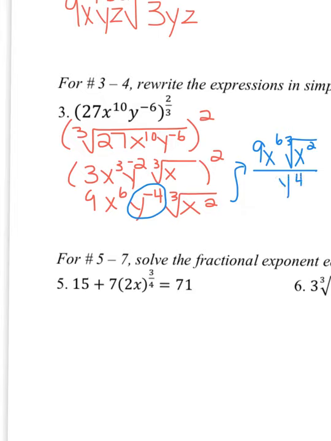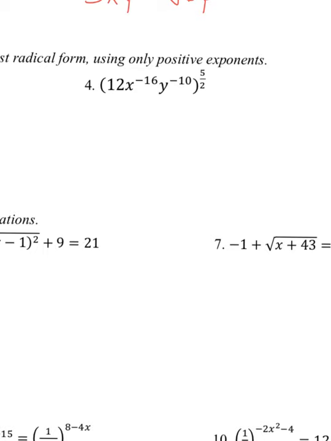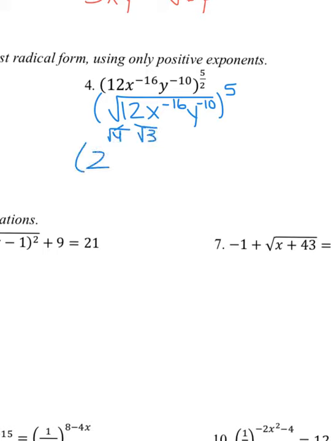For number 4, same idea. I'm going to put it into radical form first. These are hard. So if you're struggling with this, don't think that you are alone. So this is the square root of 12, x to the negative 16th, y to the negative 10th, and then raised to the 5th power. So again, I'm going to do the square root first. So unfortunately, unlike the 27 a second ago, 12 is not a perfect square, but 12 is 4 times 3. So this is 2 square root 3.